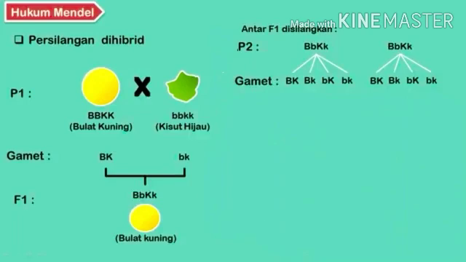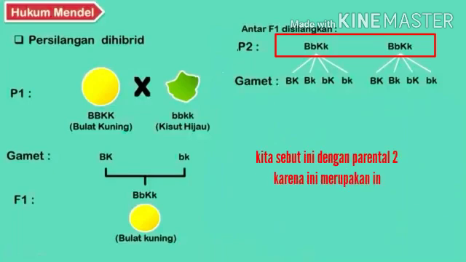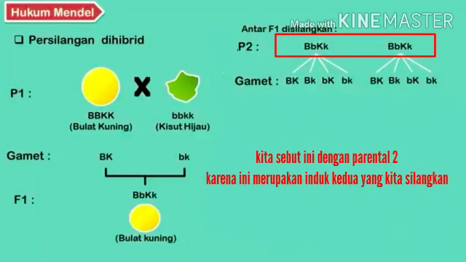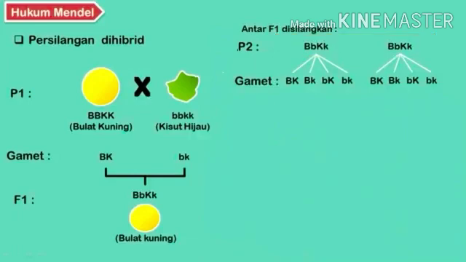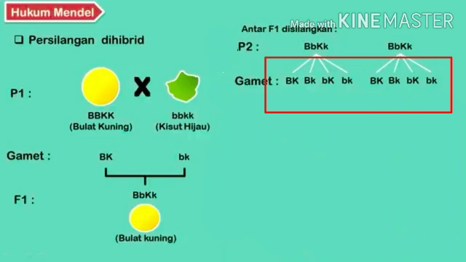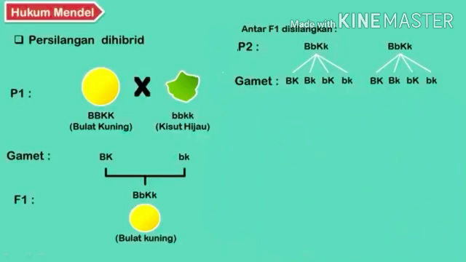Next, between F1, filial 1, we cross them with each other. BbKk, we cross with BbKk. We call this parental 2. Because this is the second parent we cross, the gametes that will be produced are BK, Bk, bK, and bk. The other one beside it is the same. So, what offspring will be produced?